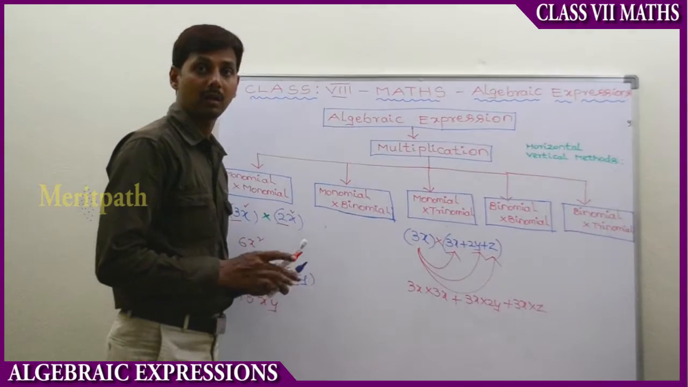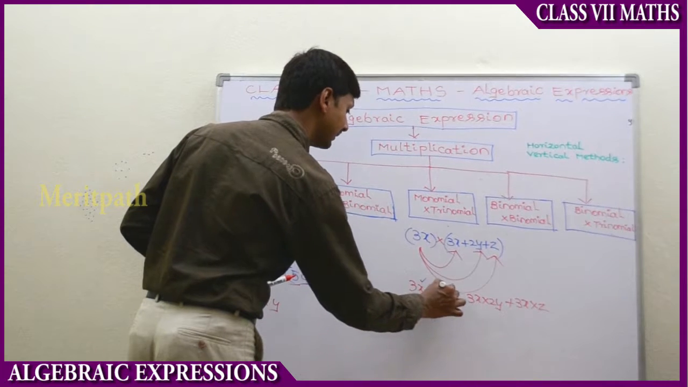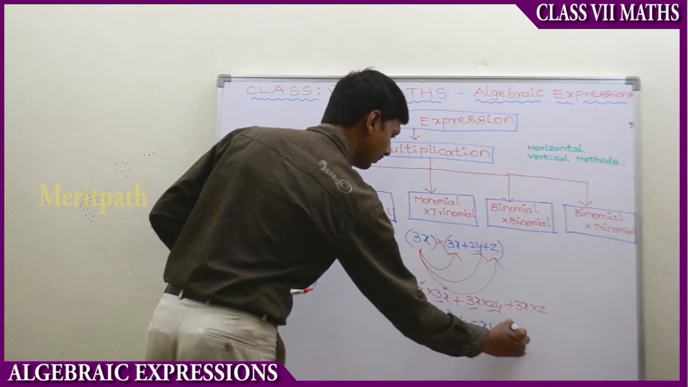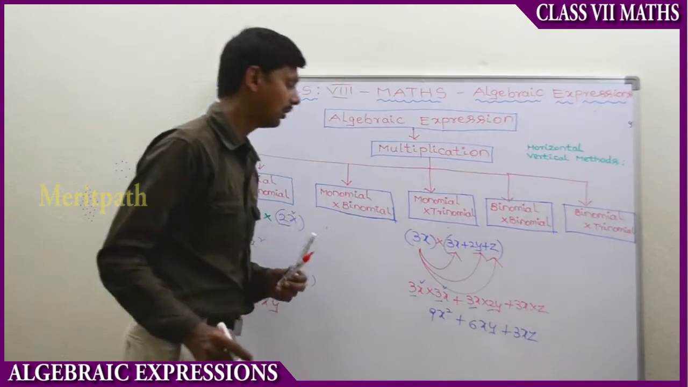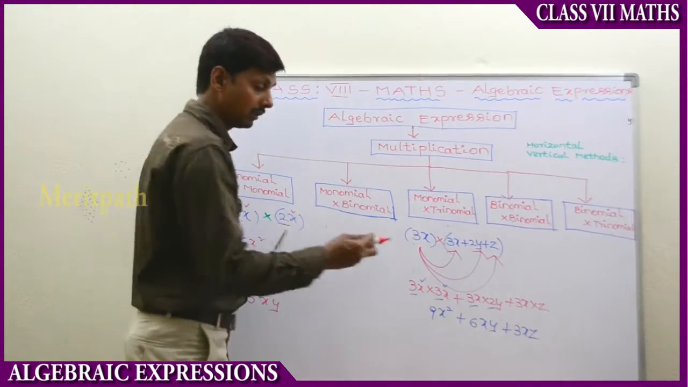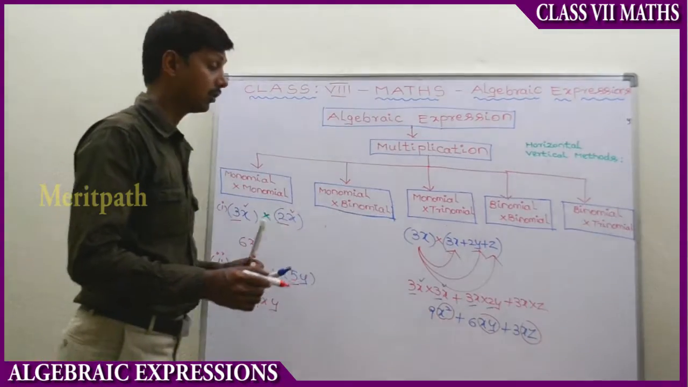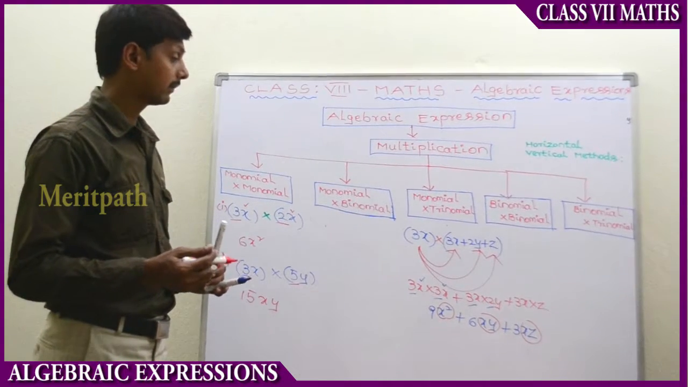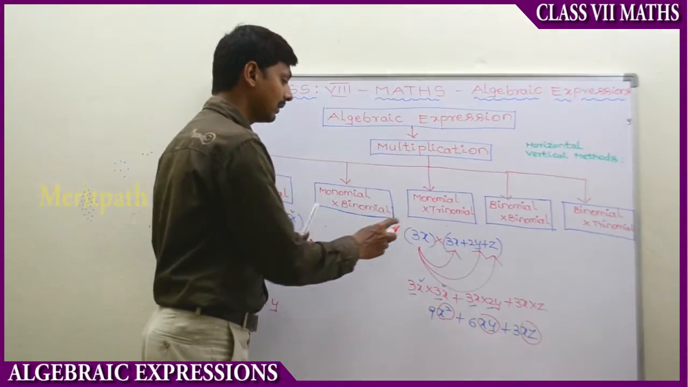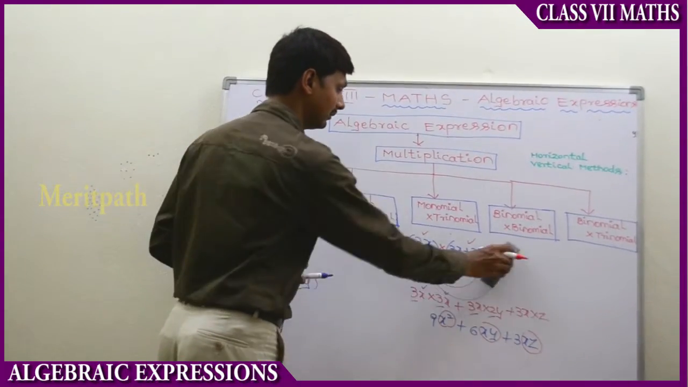So numerical coefficients should be multiplied: 3 into 3, 9. x into x is x squared, plus 3 2s are 6xy, plus 3xz. We can observe here that the variables are different: x squared, xy and xz. So we cannot add up these terms. These are unlike terms, so this is the solution when we multiply monomial with trinomial. Let's take some other example.